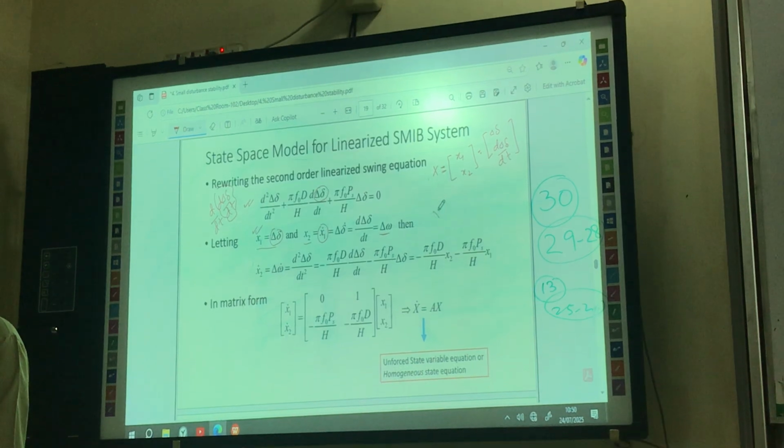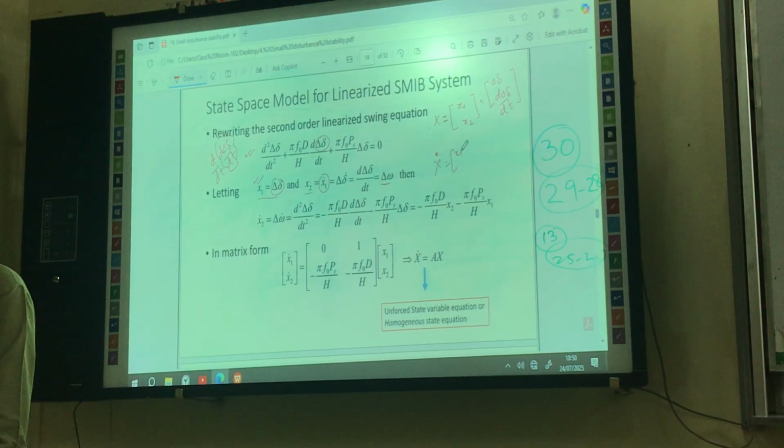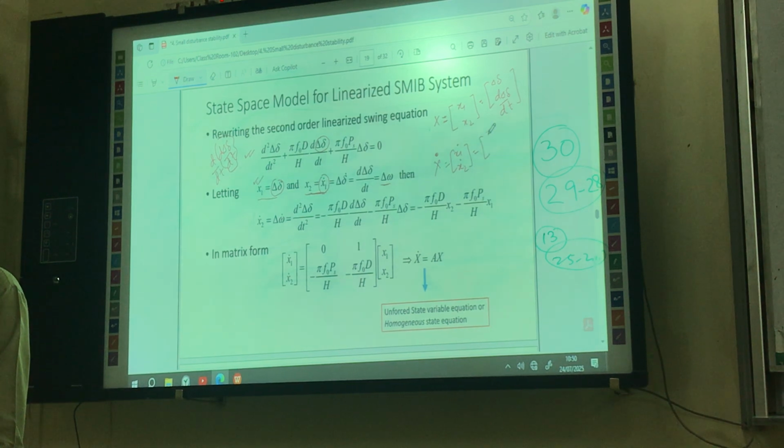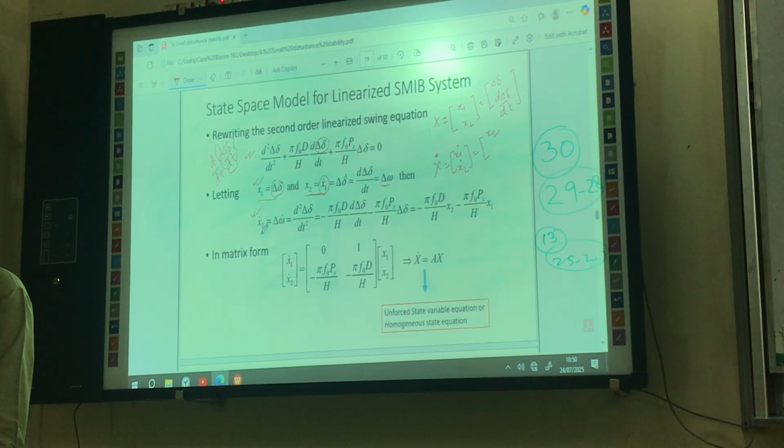After that, we have to find out the x dot, that is, x1 dot and x2 dot. From this line, we can easily write that our x1 dot is nothing but x2. And the x2 dot we have found out here, right? So what is x2 dot? It will be d square delta over dt square, that is this term. These two terms we have brought to the right side, so it will be minus this and minus this. Now this term is x2 and this term is x1. So x2 dot will be simply minus pi f naught t over h x2 minus pi f naught ps over h x1.